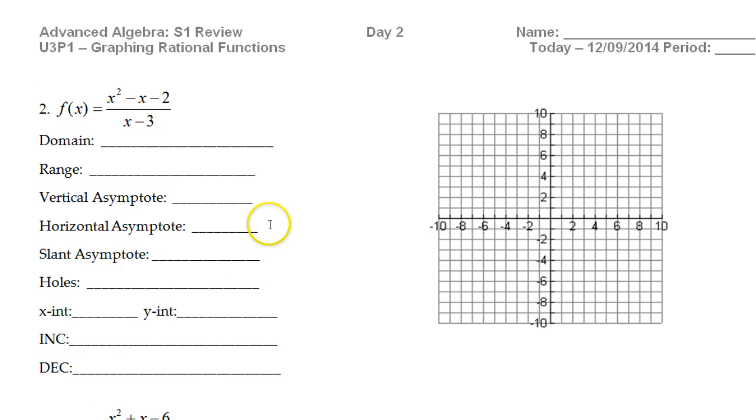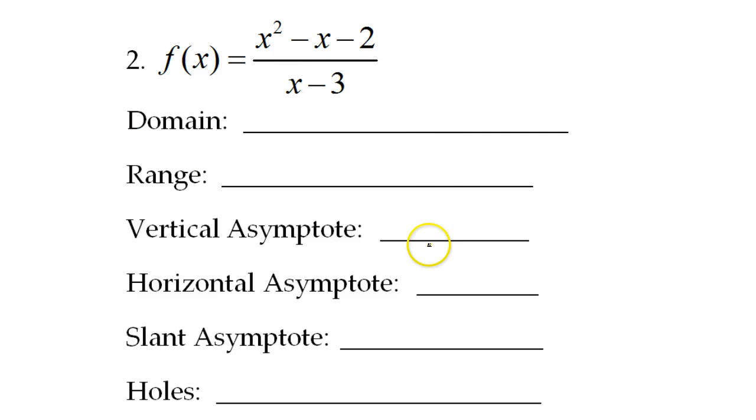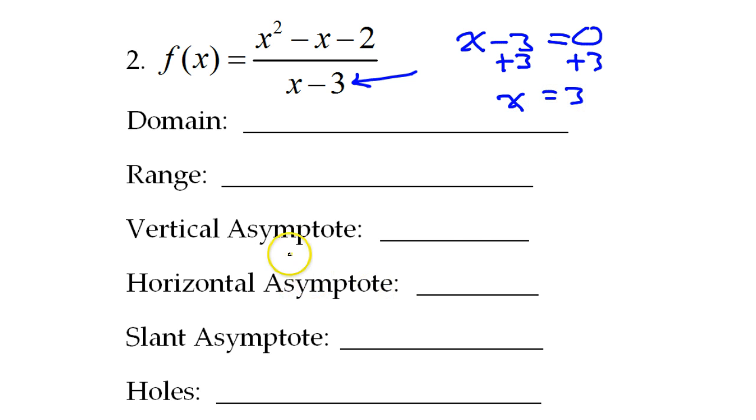Alright, this is part 2 of our lesson on graphing rational functions and analyzing them. I like to start with the vertical asymptote, and we're going to get that by setting the denominator equal to 0, because we know that the denominator can't equal 0. That's why there's an asymptote. So we will just add 3 to both sides. So that gives us x equals 3. So that will be the vertical asymptote, x equals 3.